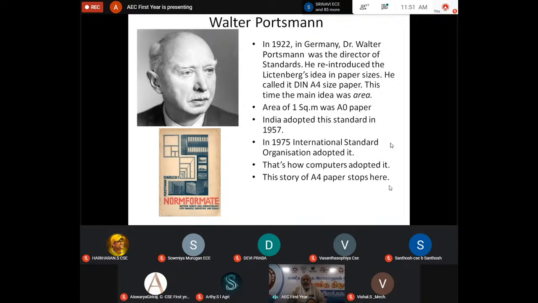In 1975, International Standard Organization itself adopted it. That's how it came all over the world. And the computers also adopted this kind of a formula. So this is the story of A4 size paper.